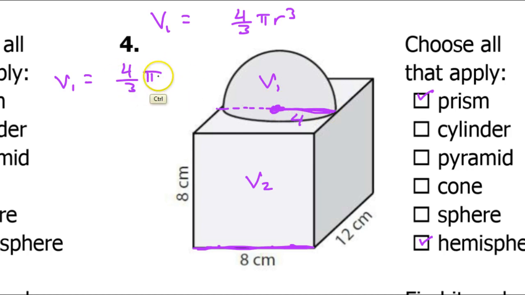So 4/3 pi r cubed becomes 4/3 pi times 4 cubed. That would be the volume of a sphere, but this is only half of a sphere, so I'm going to take half of this.